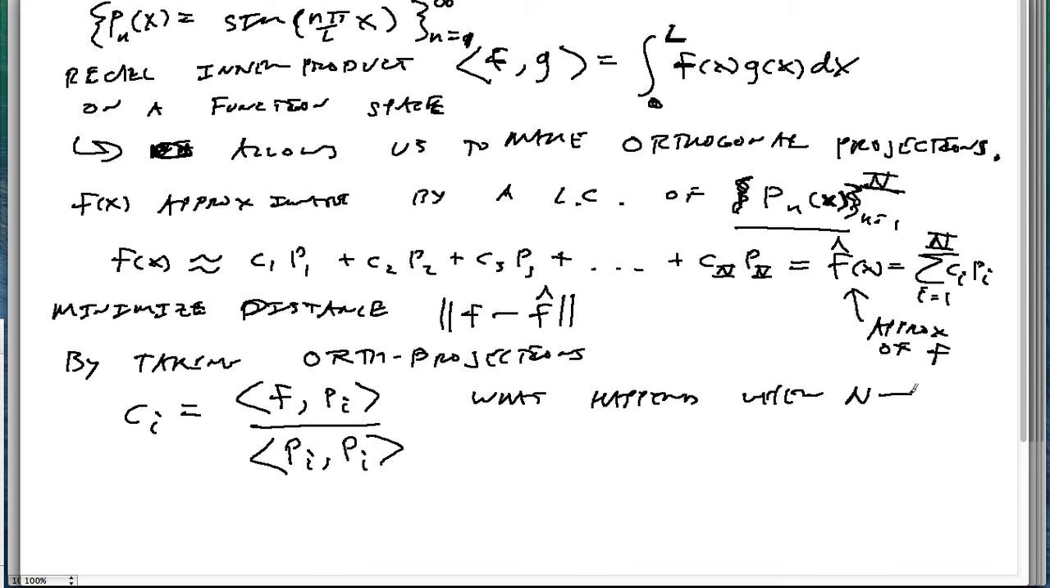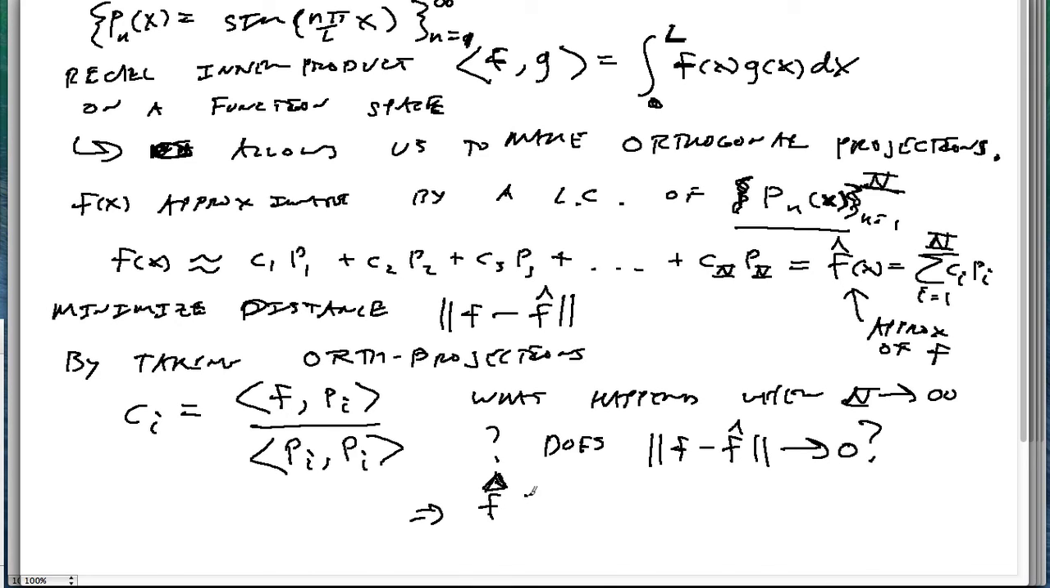when capital N goes to infinity? And does our approximation get better and better and better? That is, can we say that our f hat, which is going to be equal to now the infinite sum, will that truly equal f of x?